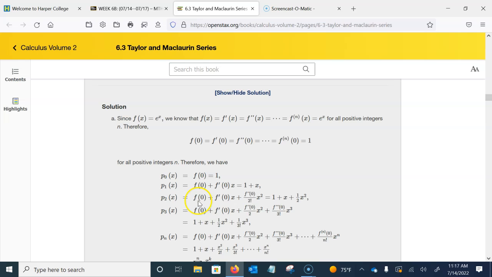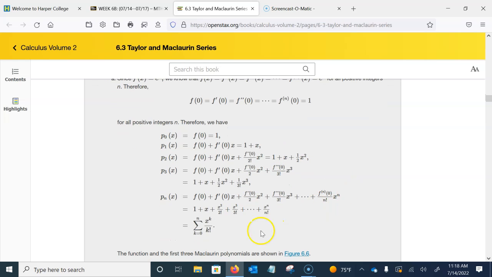P2 is f at 0 plus f prime at 0 times x plus f double prime at 0 over 2 factorial x squared. Remember, the degree of x minus a, in this case just x, goes up every single time you take another derivative. All right, so this is going to be 1 over 2 factorial, which is 1/2. So we have 1 plus x plus 1/2 x squared. If I take P3, I'm just going to add a 1 over 3 factorial x cubed, which of course is 1/6.